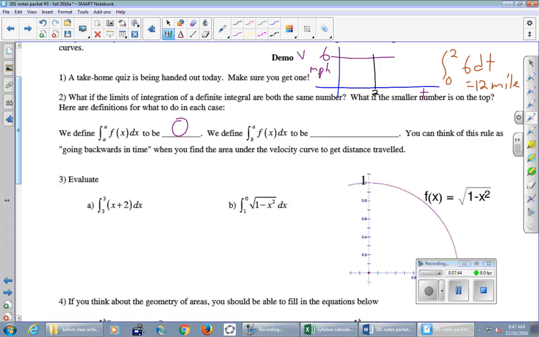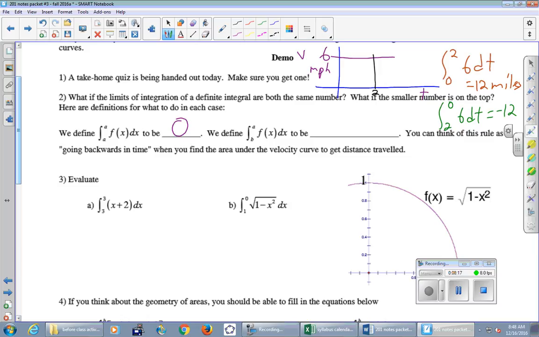is 12 miles. Fair? Okay, but what if instead of asking you for that integral, which is easy, I gave you the integral from 2 to 0 of the same constant 6 function dt. What's the area? It's still 12, but the answer to this one is not 12. The answer to this one is negative 12. And this is just the definition. Definition just says, hey, if you want to swap the numbers on the integral sign, you just take the opposite of the answer. But I want it to make sense.